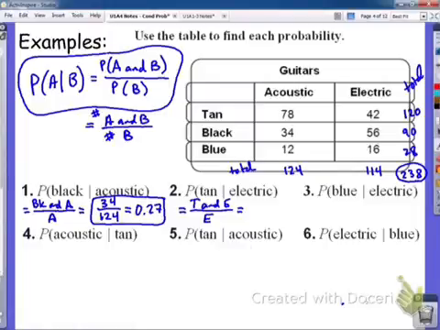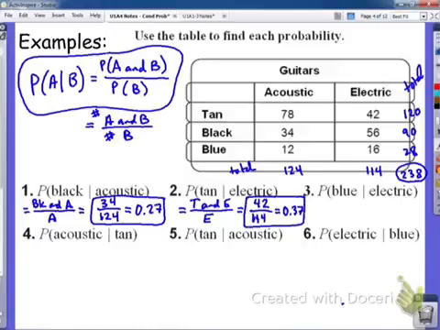And how many are there? How many are both tan and electric? 42. And how many total electric guitars do we have? 114. What's that as a decimal? I'm going to call in someone. Carter? 0.37.